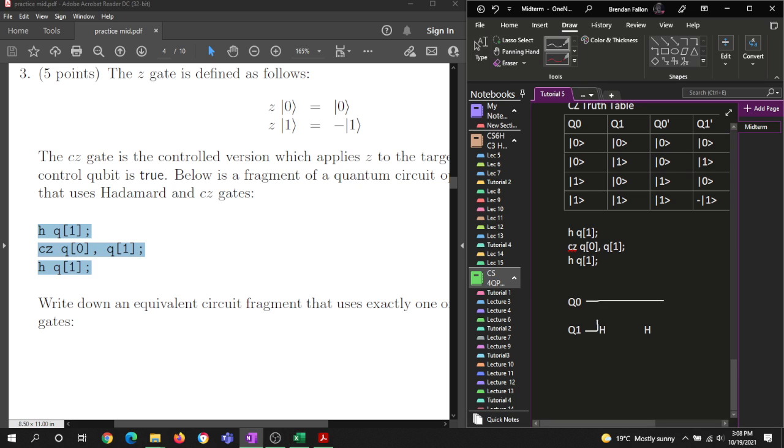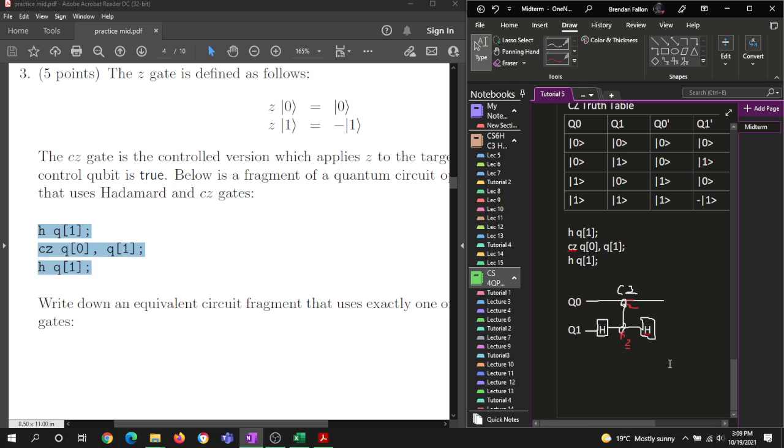Then I'll have a little H gate here. Then we're going to have our control gate, our CZ gate. I'll call this CZ, just to hopefully make it more clear. And on this, the top is our control, and the bottom is our actual Z, over here. Okay, so this is the circuit.